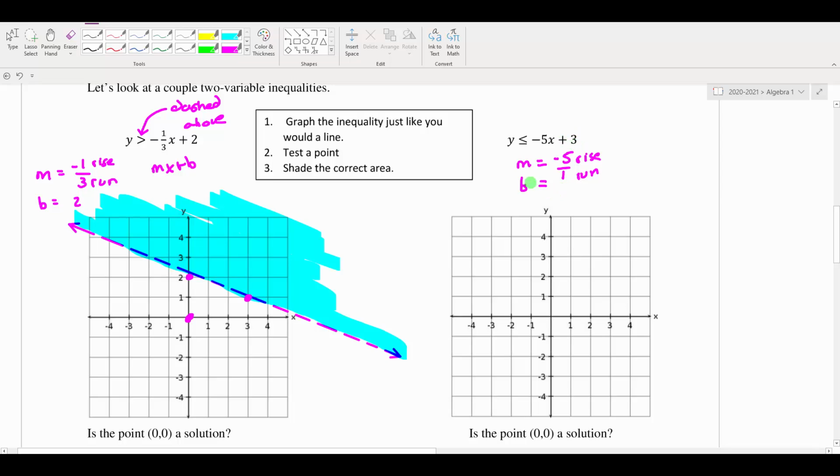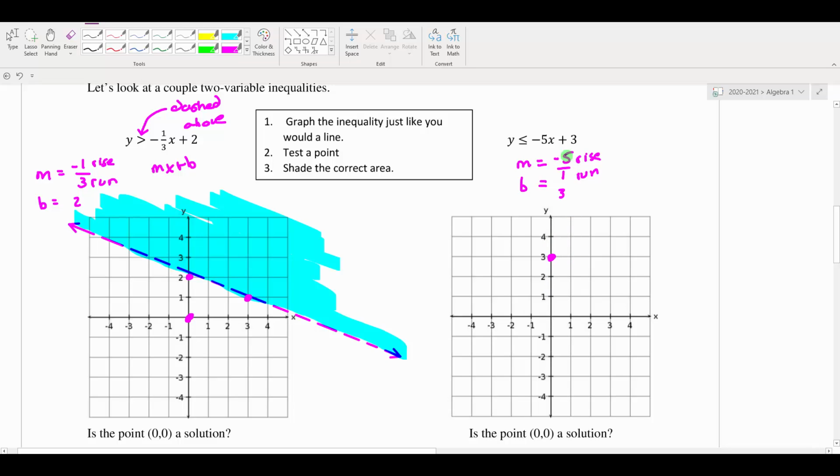Now we have this plus 3 on the end. That represents our b value, or the location where we're going to cross over the y-axis. So we can say b equals 3, and that tells me on my graph that this is where my line is going to cross over the y-axis here at 3, and I would plot a point there. It gives me an automatic point on my line.